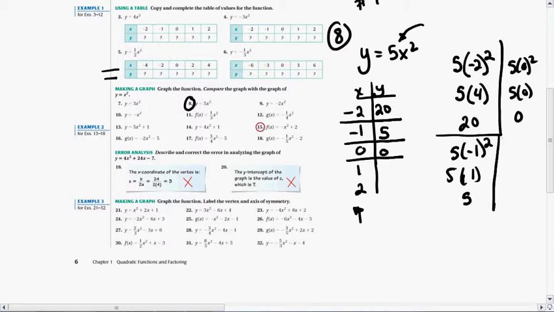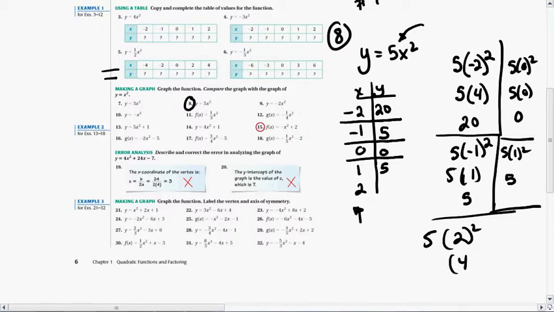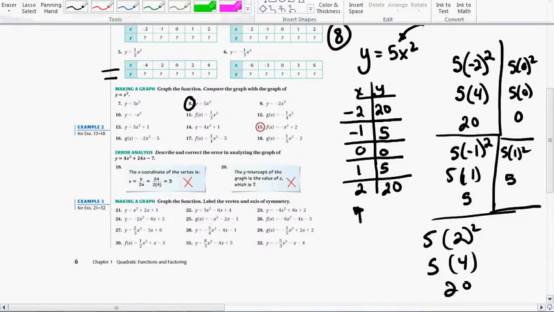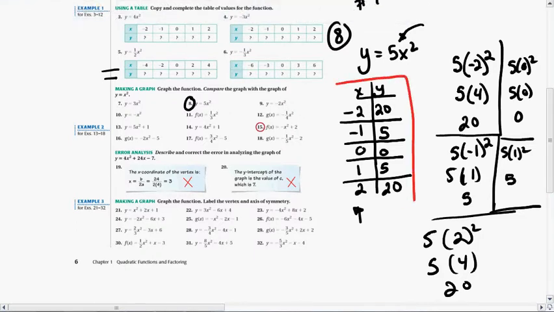And then we'll try the other ones here. 5 times 1 squared. 1 squared is 1. 1 times 5 is 5. And we'll finish it up with 2, although you probably can see where this is going. So the last one I'm going to do, 2 squared, multiply that times 5. 2 times 2 is 4. And 5 times 4 is 20. So when x is 2, y is 20. Now I have a great list of values that I can graph.